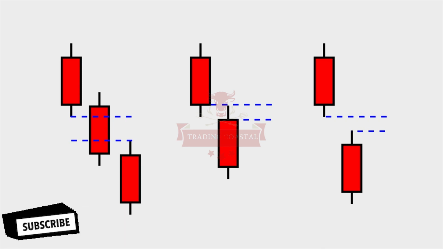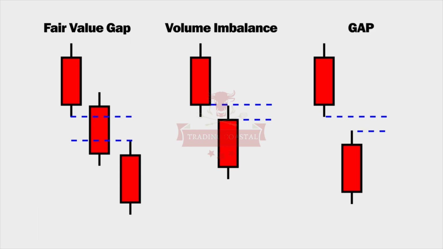Finalizing our discussion in this video, we'll explore the distinction between a fair value gap, volume imbalance, and a gap. Let's start by revisiting the concept of a fair value gap that we've previously talked about. Now let's delve into the concept of volume imbalance within the realm of trading. A volume imbalance refers to a gap that emerges between the opening and closing prices of consecutive candles. What sets a volume imbalance apart from a gap is the occurrence of trading or overlap between the high and low prices. To illustrate, consider a specific case of a volume imbalance.